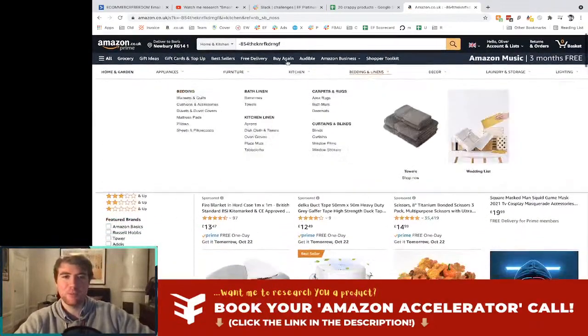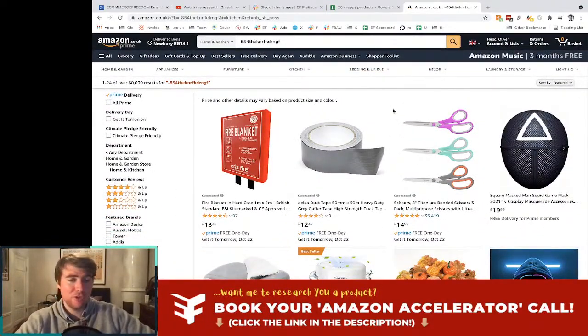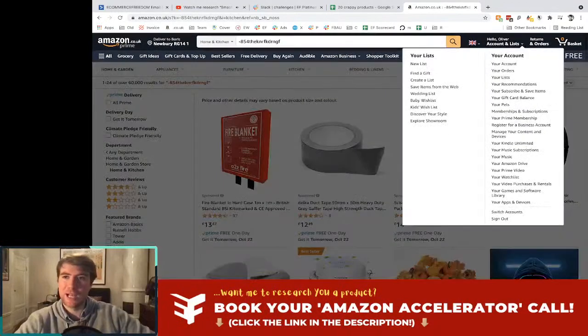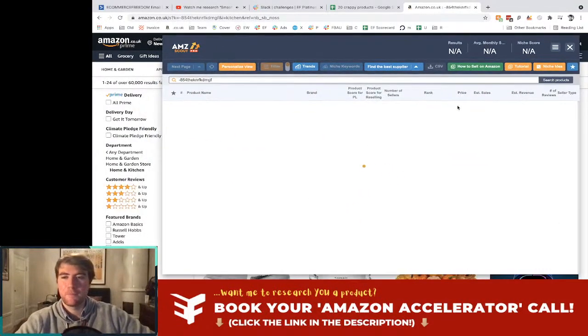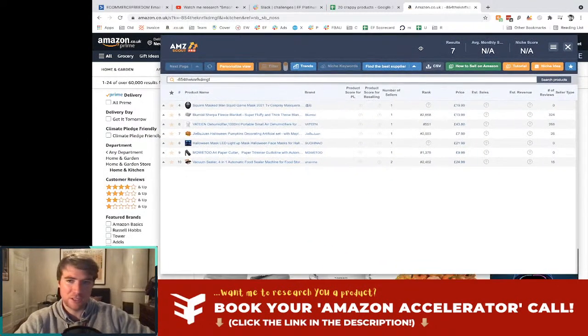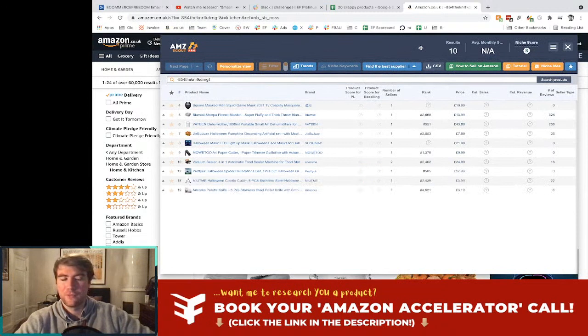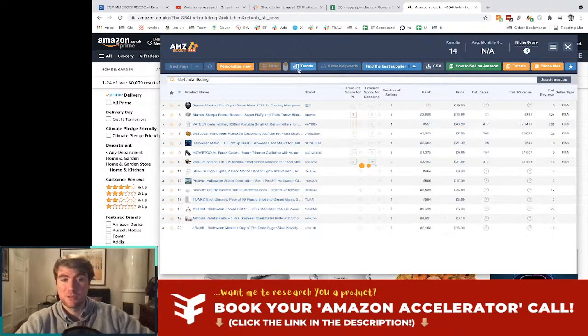Now the products that come up on page 1, anytime you do pretty much any search, they're always going to be selling really well. So if I just use AMZ Scout here to illustrate that, we can check out the revenues for these products. These are all going to be products that are selling very, very well. That's why they're on page 1.